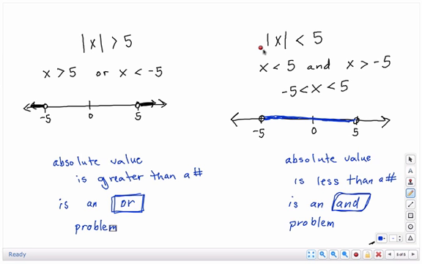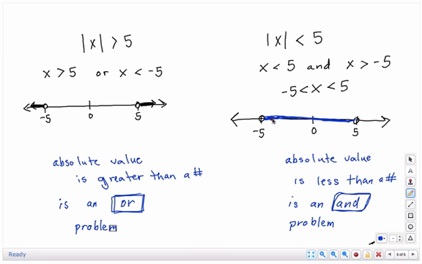Now, if the absolute value is less than, or less than or equal to, it follows this rule as well, then you're going to break this down into an and. Everything else is pretty much the same. x is less than 5, and x is greater than negative 5. So x is less than 5. You can see that's going to be an open circle because there's no equal to part, and it's shaded to the left of 5. And x is greater than negative 5. Here's negative 5, open circle, and shaded to the right.